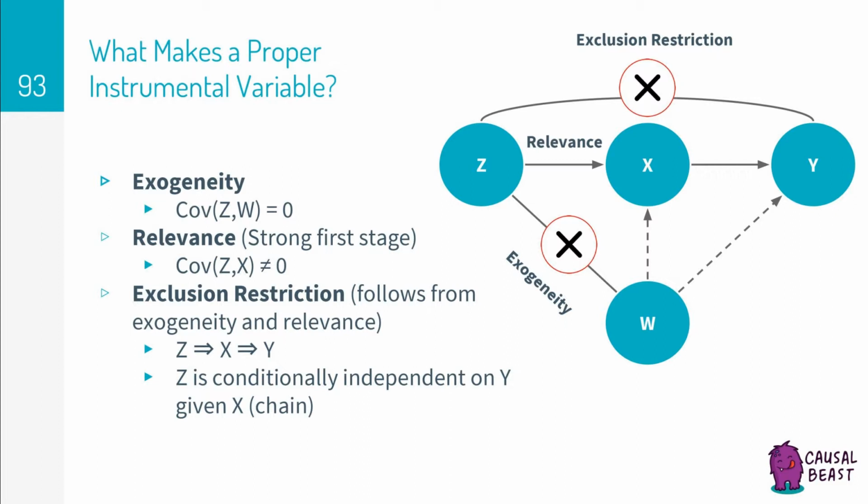Basically, what this assumption is saying is that there is no relationship between z and w. This is why we mark the link between z and w with a red mark. Second, the relevance assumption, also called the strong first stage assumption. What this means is that there is strong causal relationship between z and x. And that is why we have an arrow pointing from z to x. And finally, the exclusion restriction, which states that z affects the outcome variable, y, only through its effect on x, meaning that the instrument does not have a direct influence on y. If all of these requirements are met, z is a proper instrument.